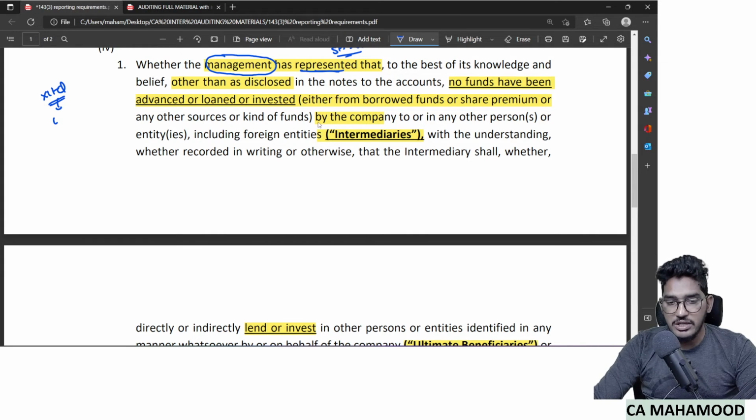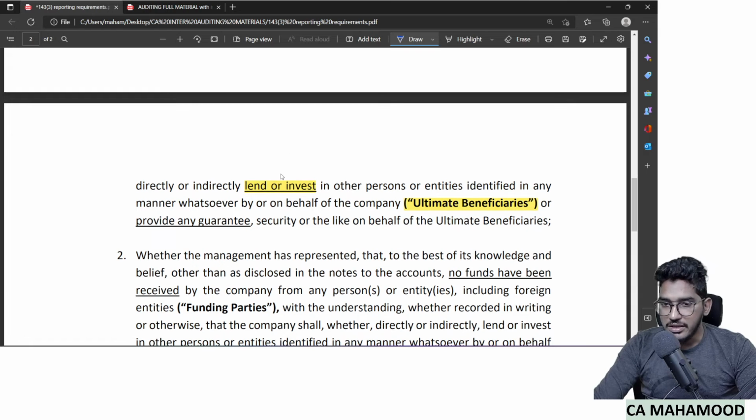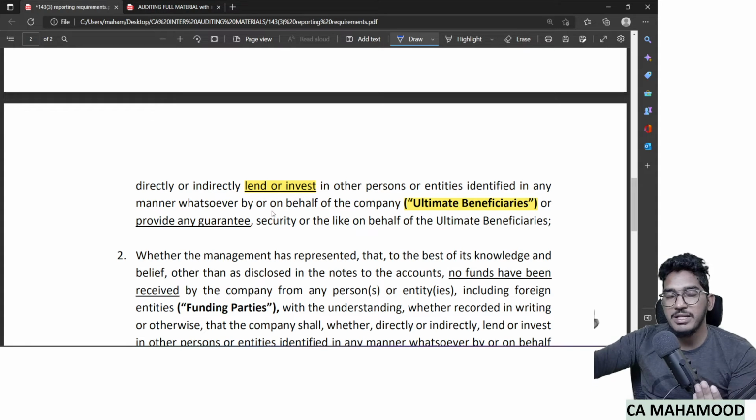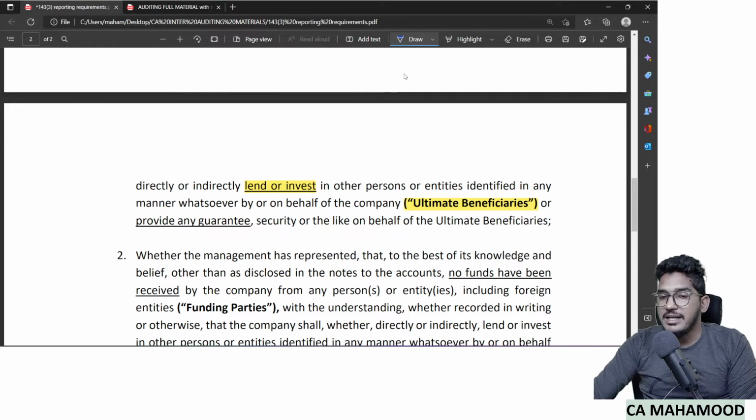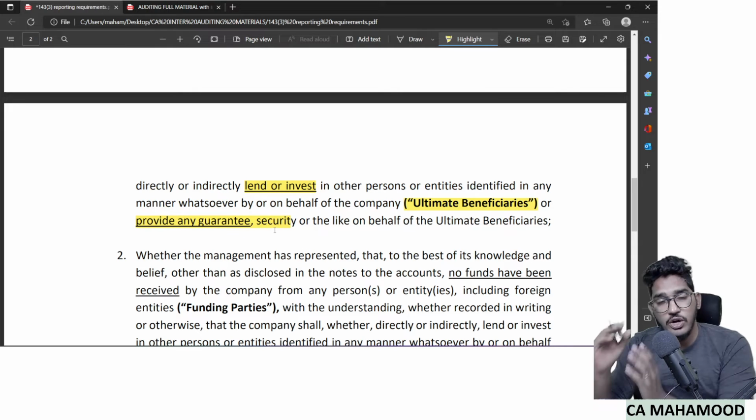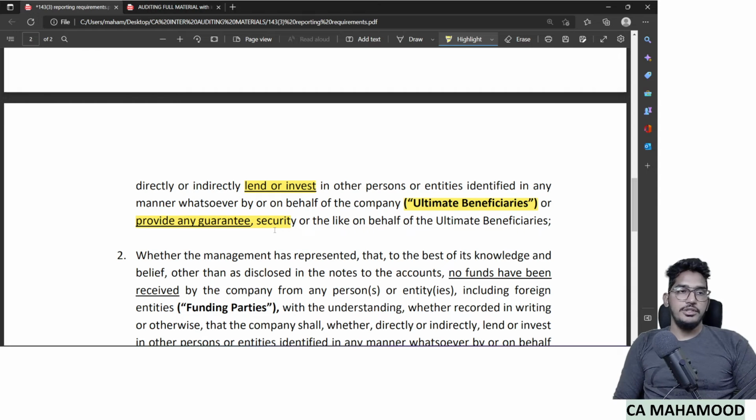The intermediary shall, whether directly or indirectly, lend or invest, in our example Y Limited should lend or invest in other persons or entities, in our example Z Limited, identified in whatsoever manner by or on behalf of the company. Nothing but my client company will say to which company this intermediary should go and give that money. Or not just directly lending or investing, the understanding could say that the intermediary should provide a guarantee or security on behalf of the ultimate beneficiary.